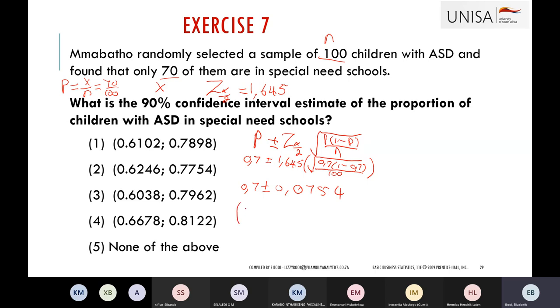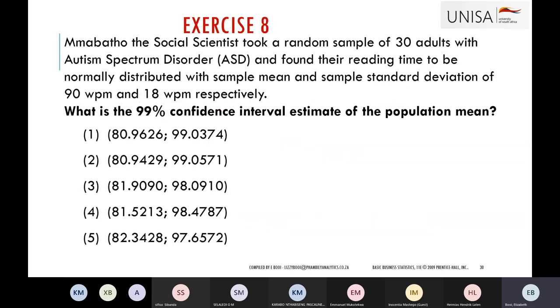0.0754. We all get that. Okay, we split it. 0.7 minus 0.0754. And on the other side, we have 0.7 plus 0.0754. On the lower limit, we get 0.6246. And on the upper limit? 0.7754. Any questions? I think we are left with two more questions or one.